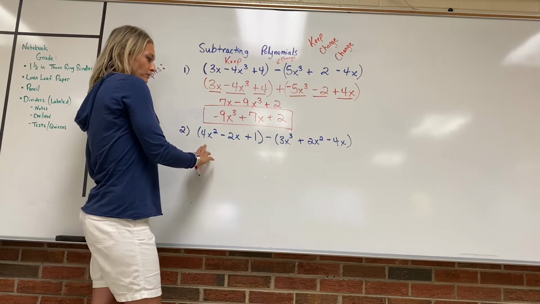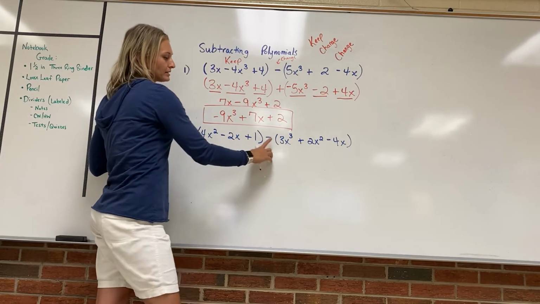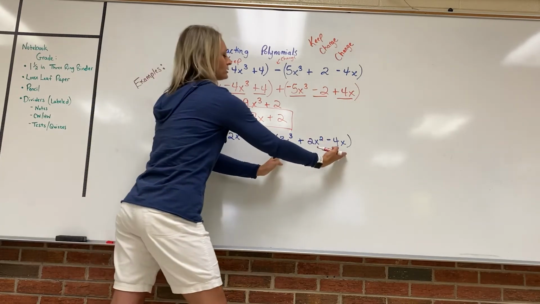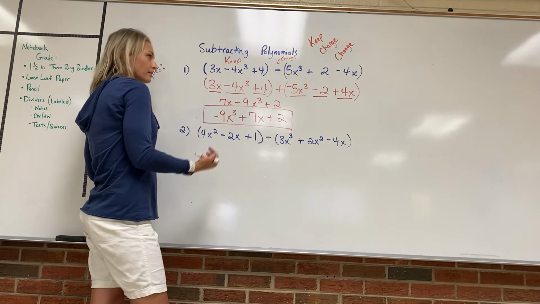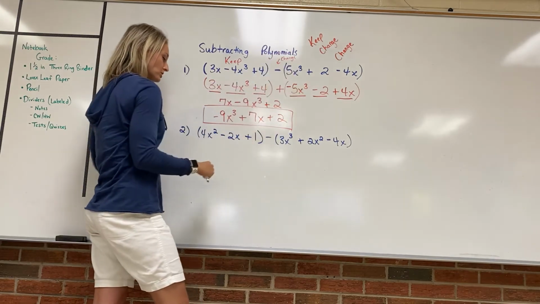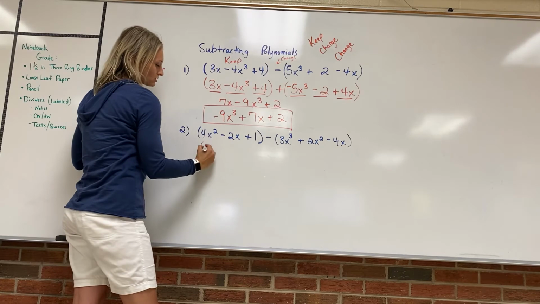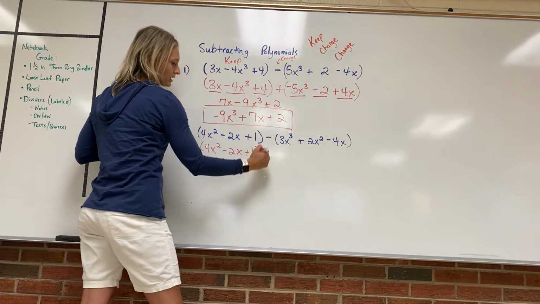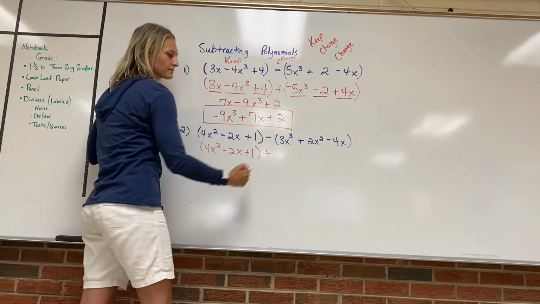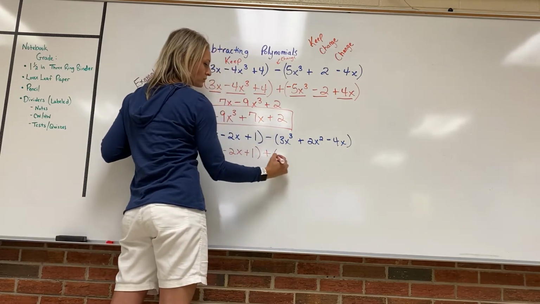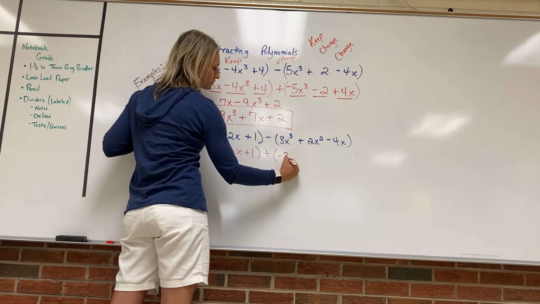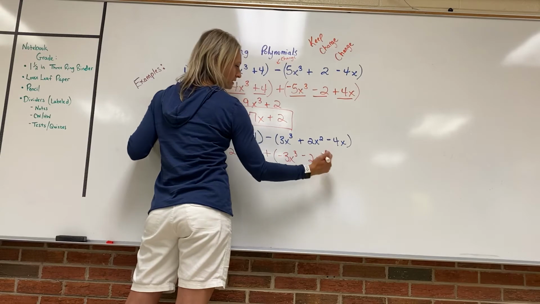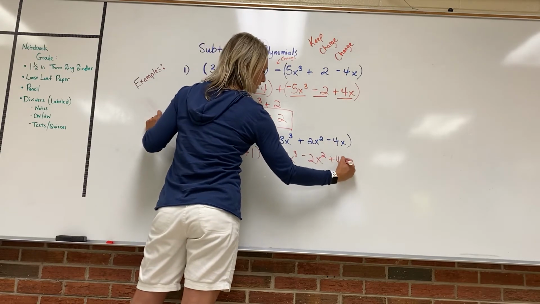All right. So with this one, I have a parentheses, I have a minus, and then I have a parentheses. So I know I'm subtracting these two expressions. And so from there, I'm going to do the keep, change, change. So you keep the first one. So it'd be 4x squared minus 2x plus 1. Change the sign in the middle. And then you change the signs of all the ones in the other one. So that would be a negative 3x to the third minus 2x squared plus 4x.